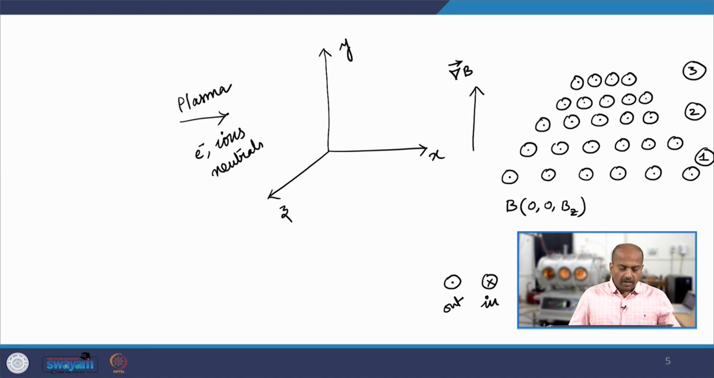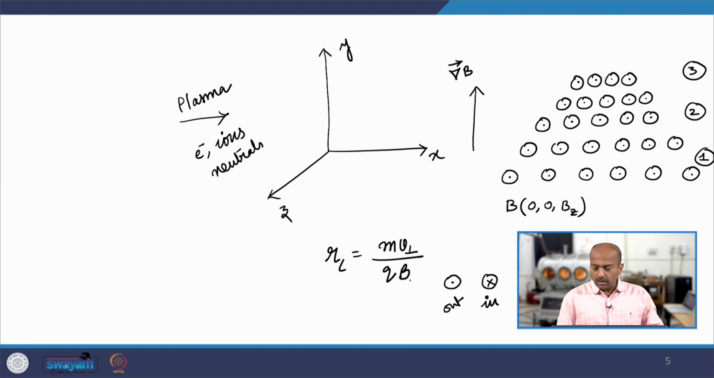So, we can see that the magnetic field strength changes from 1 to 3. So, if you bring the expression for R_L, it is going to be m v perpendicular by qB. So, as the magnetic field strength increases, the radius of gyration will decrease. So, that means that as the particle moves from 1 to 3, its radius of gyration will start decreasing slowly, right.